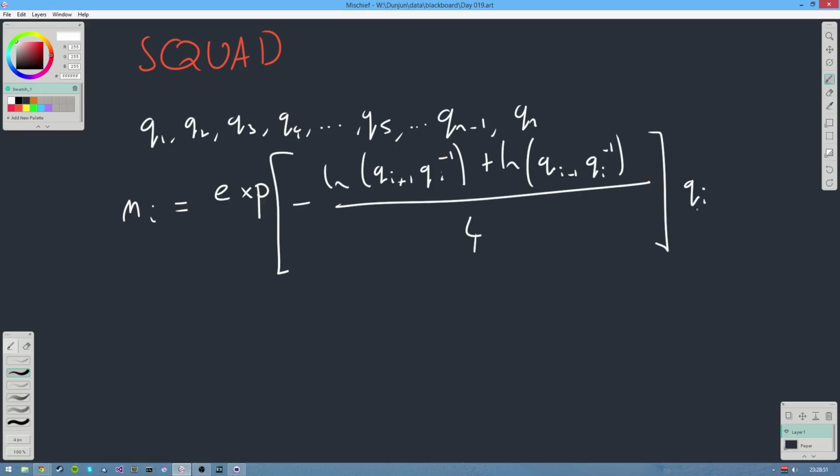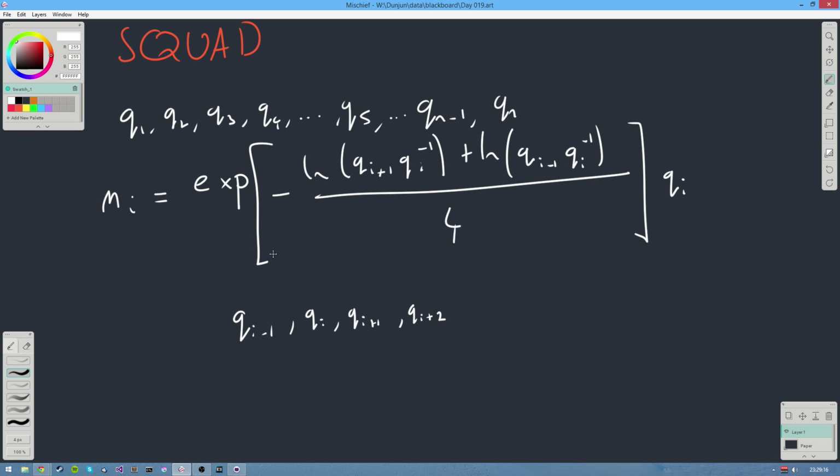And you may have noticed this represents the curve defined by qi minus 1, qi, qi plus 1, and qi plus 2. So this is kind of the base smoothness. It's like, if you've seen cubic curves and everything like that, this is for rotations.